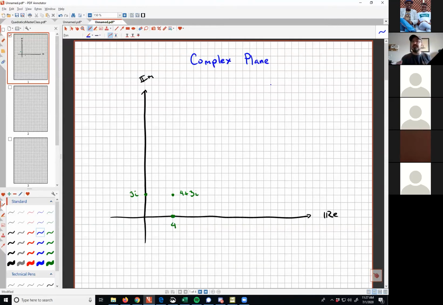Now, you're used to the plane called the Cartesian plane, the XY plane, right? Well, the XY plane is called the Cartesian plane. This one is called the Argand plane, named after a different mathematician. But usually you just hear the complex plane. There's something nice about the complex plane.